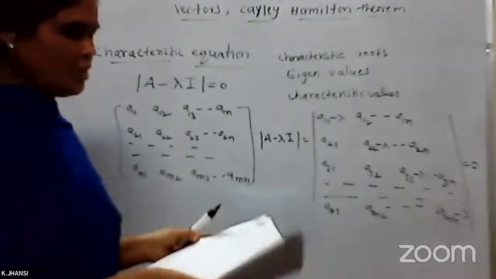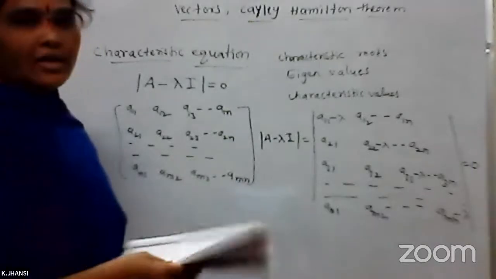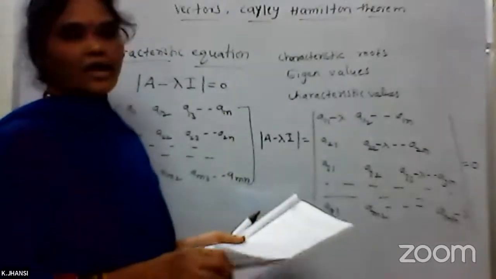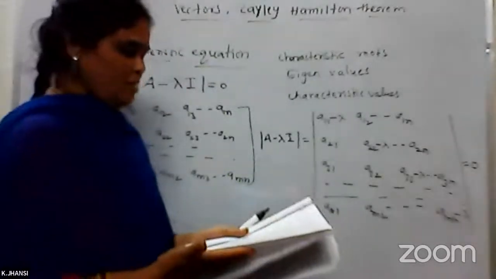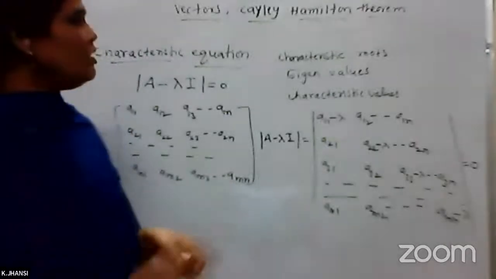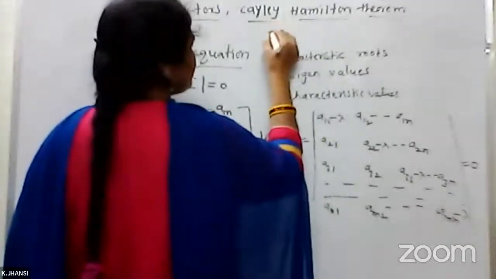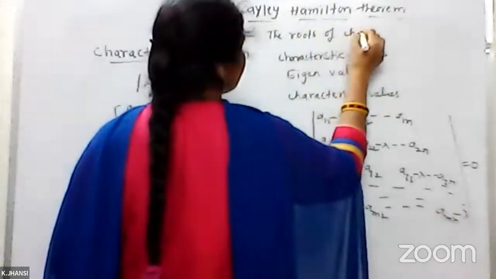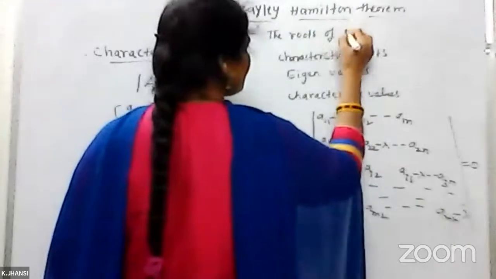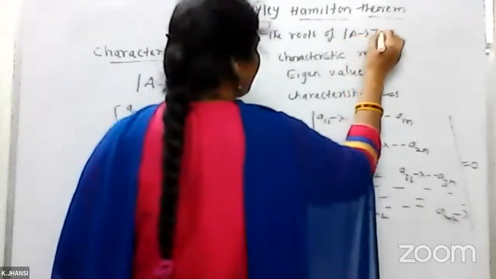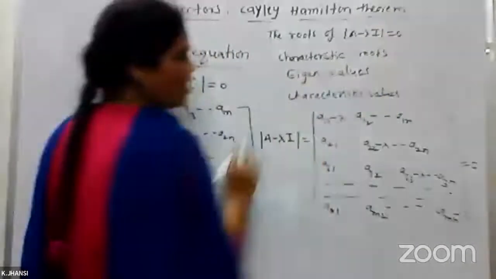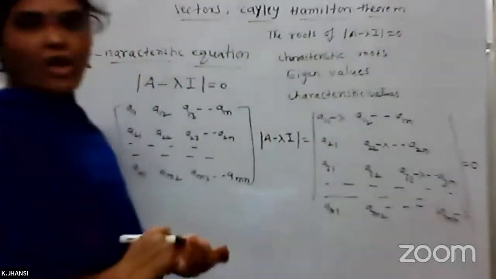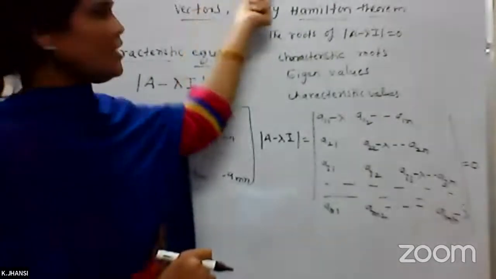In some problems they may ask for characteristic roots, in some questions they ask for eigenvalues, or in some cases they will ask for characteristic values. So all three are the same. Also, here we can state the definition: the roots of the characteristic equation, that is the roots of A minus lambda I equals 0, are called characteristic roots or eigenvalues or characteristic values. Okay, this is the definition of characteristic roots.